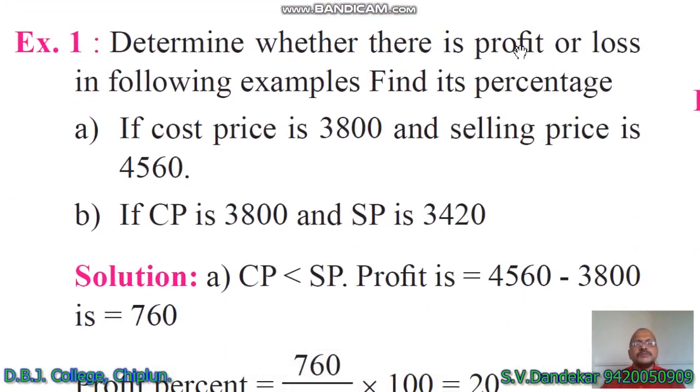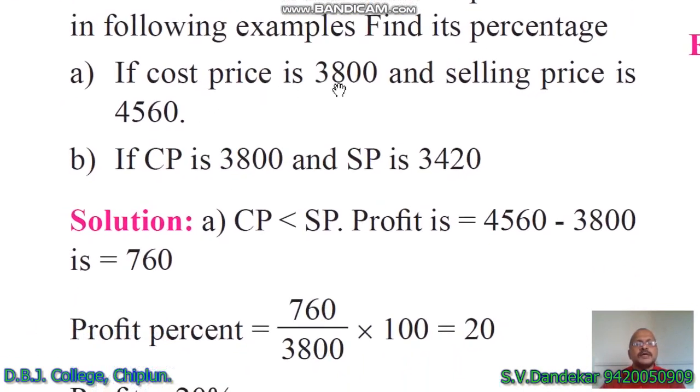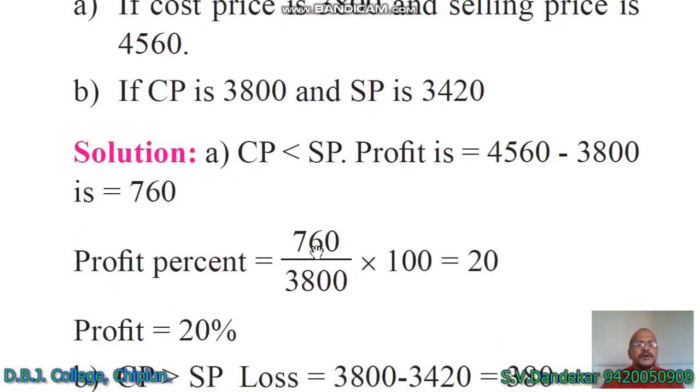Let us see the solved examples. Determine whether there is profit or loss in the following examples. Find its percentage. First, cost price is 3800 and selling price is 4560. So gain is SP minus CP, 760, and profit percent is equal to the gain 760 divided by cost price multiplied by 100. This calculation gives 20.